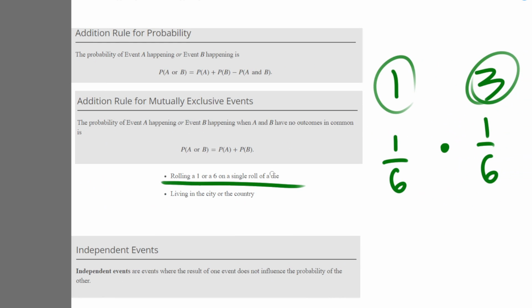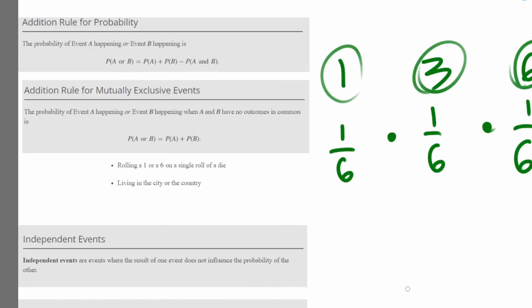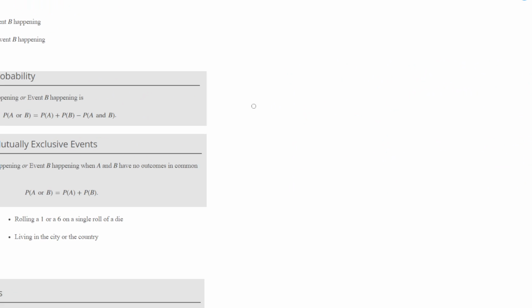So yeah, rolling, I was doing the multiplication rule, not the addition. That was for down here. My bad. When we're talking about probability, there's a couple of more concepts.